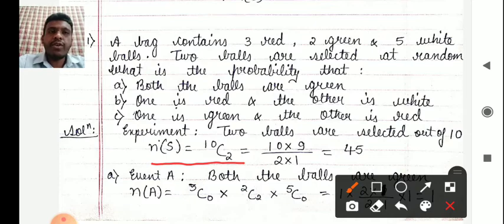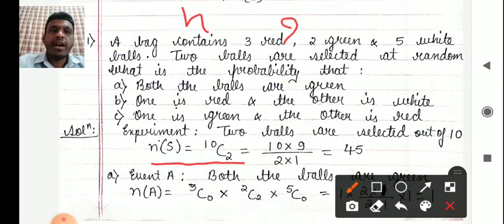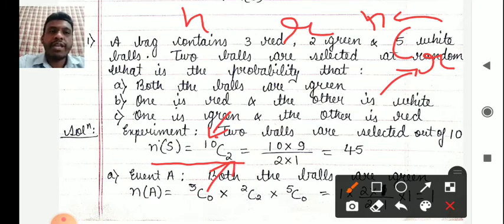nC2: whenever you have n items and you are going to select r items at a time, then the number of possible ways of doing that is nCr. That is the total number of items available for selection and the number of items you are taking at a time. Fine. So this is known as the combination technique. Now the total number of items available for selection were 10, and you are taking 2 at a time. So 10C2 it becomes.